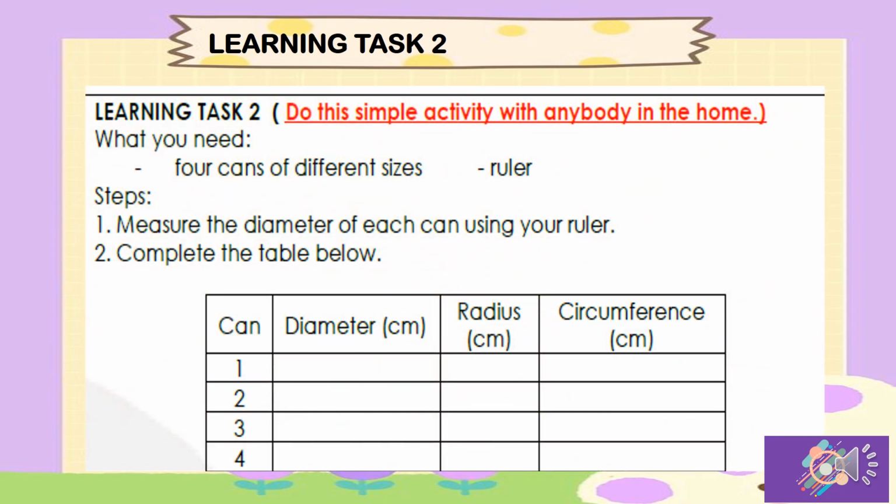For learning task 2, do this simple activity with anybody in the home. What you need is 4 cans of different sizes, and a ruler. So what are the steps? Number 1, measure the diameter of each can using your ruler. And number 2, complete the table below. You have 4 cans, and you have to find the diameter of the can, the radius, and the circumference.